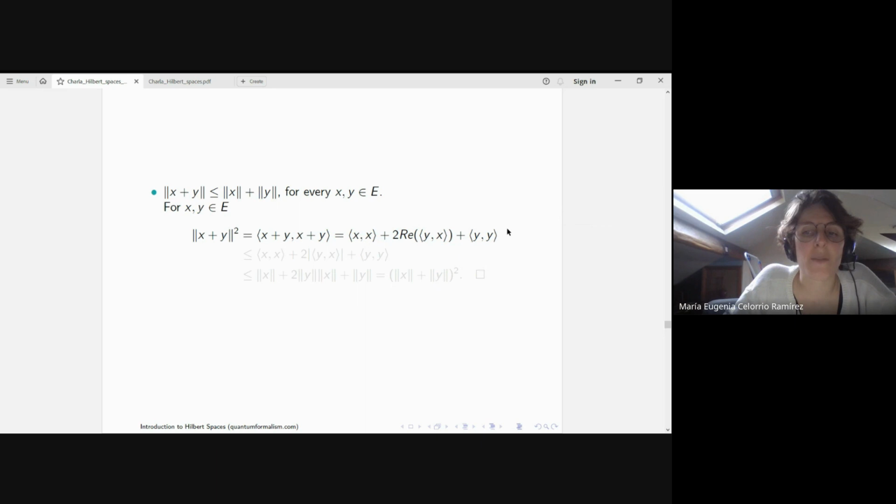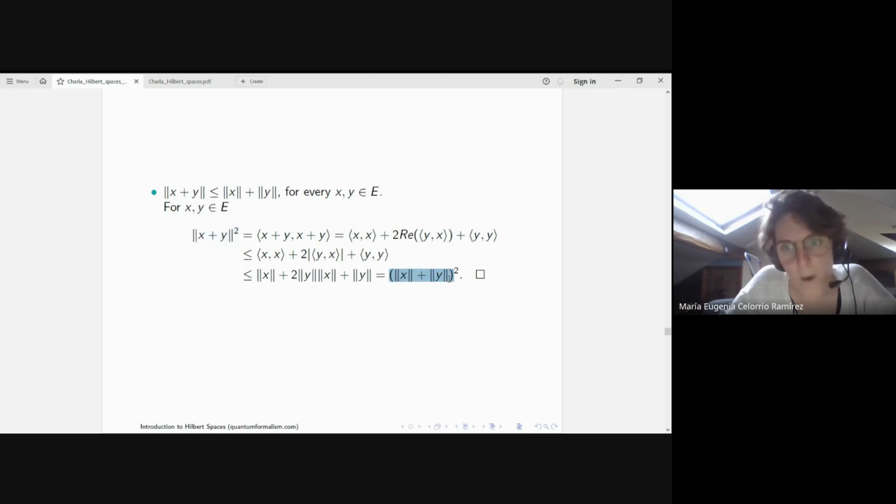And now I'm going to use brute force basically, and use the fact that the real part of a complex number is less than or equal to the modulus of the complex number. So I just made that change. The rest remains the same. And now we actually have a bound for this one, thanks to the Cauchy-Schwarz inequality. Remember that the Cauchy-Schwarz inequality was telling us that the modulus of this inner product was less than the product of the norms. But basically, this is just writing the norm of x plus the norm of y square. So we have come to the fact that the norm of x plus y square is less than or equal to the square of the sum of the norms, which is equivalent to what we wanted to prove.